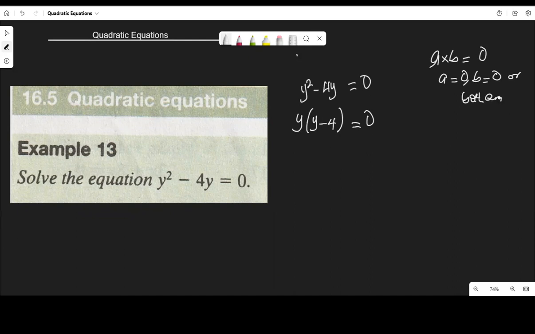So if I apply that, that means y is equal to 0 or y minus 4 is equal to 0. Hence, y is 0 or this minus 4 will cross to the other side, which is 0 plus 4, which is 4. That is the answer to that.